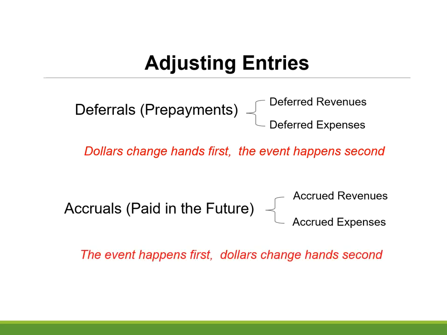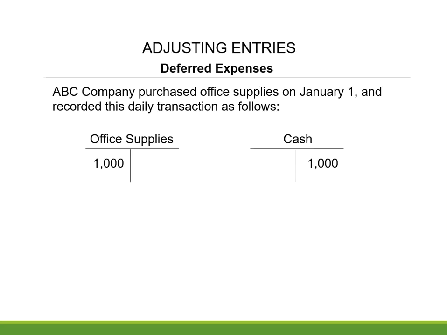Now accruals means the event happens first and the dollars change hands second. So let's say, for example, we got the utility bill. We've already used the utility, we get our bill, but we're going to pay it later. And that is an example of an accrual. So let's go over each and every one of these. So first, let's start with adjusting entries for deferred expenses.